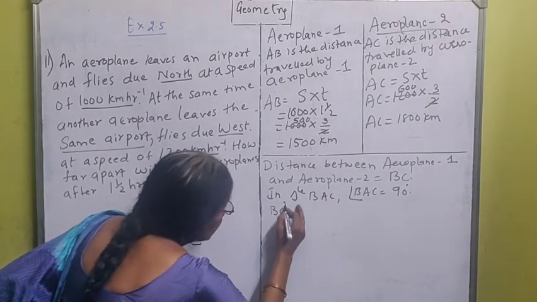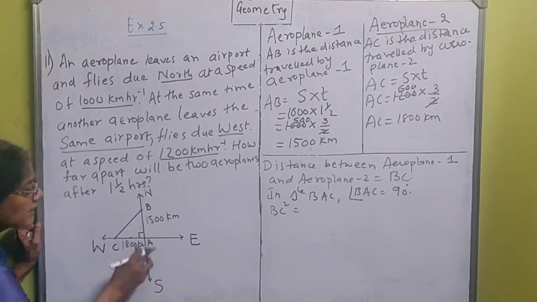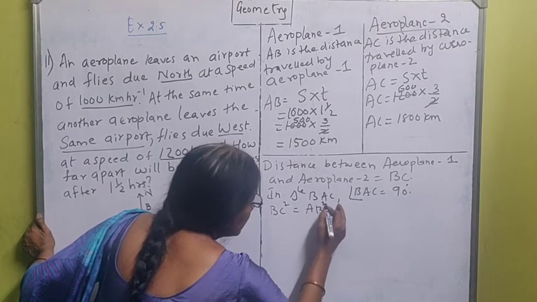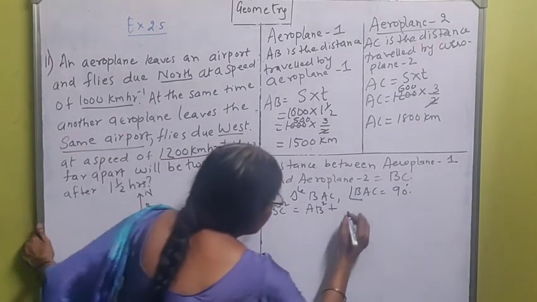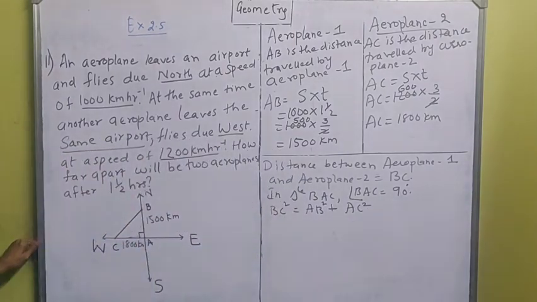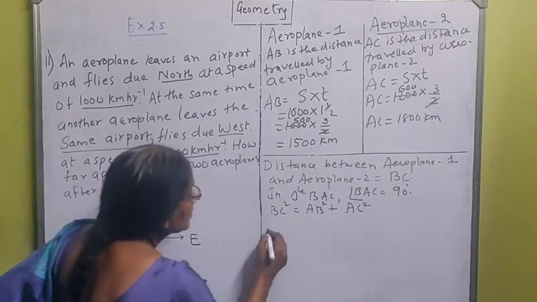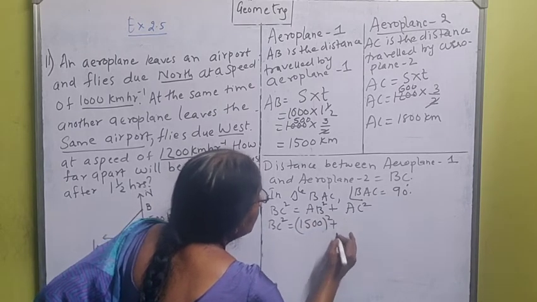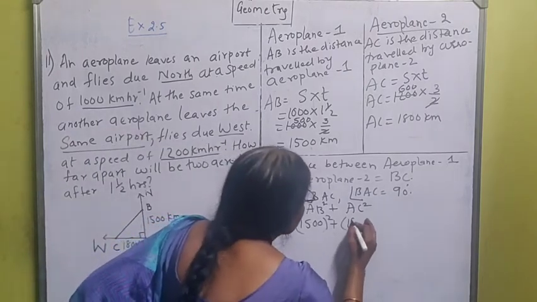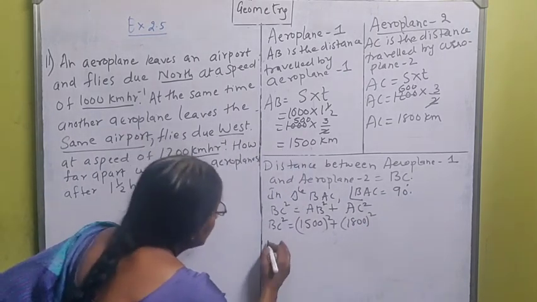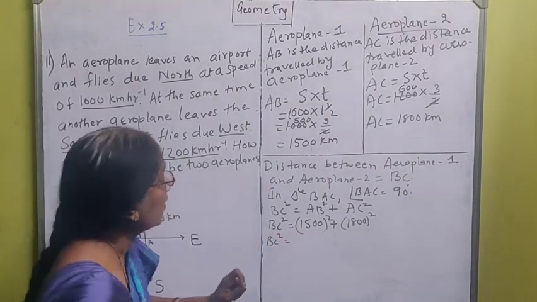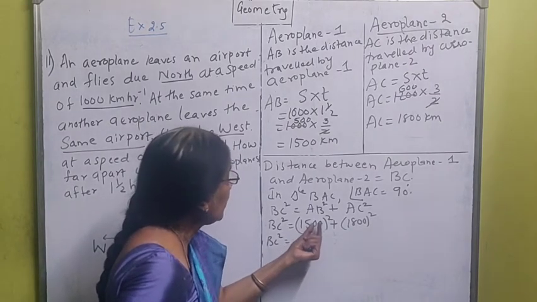So square of the hypotenuse, BC square, is equal to the sum of the squares of the other two sides, AB and AC. AB square plus AC square. Now I will substitute the values. What is the value of AB? 1500. So BC square is equal to 1500 whole square plus 1800 whole square.